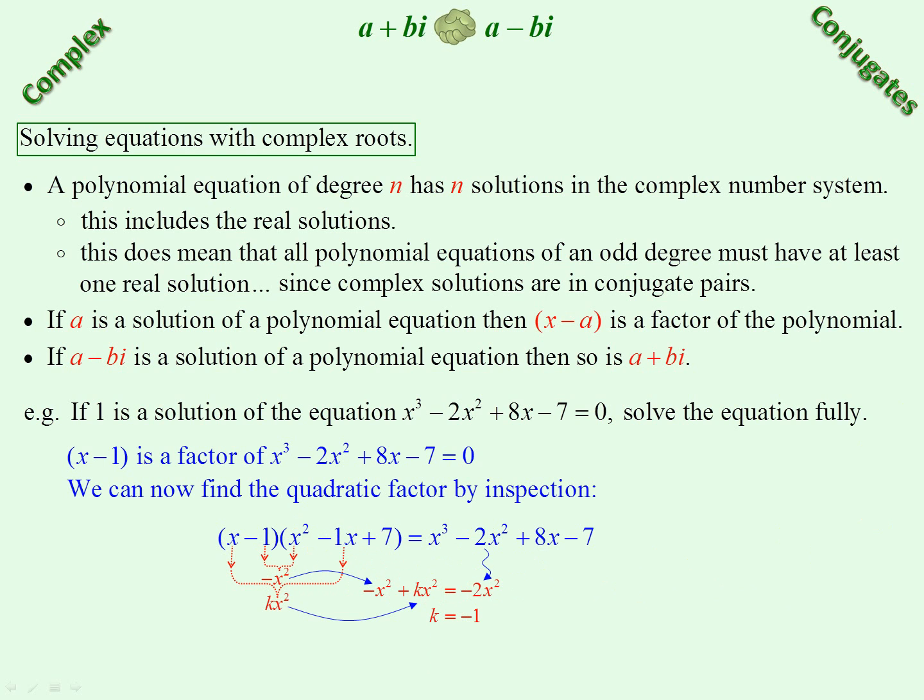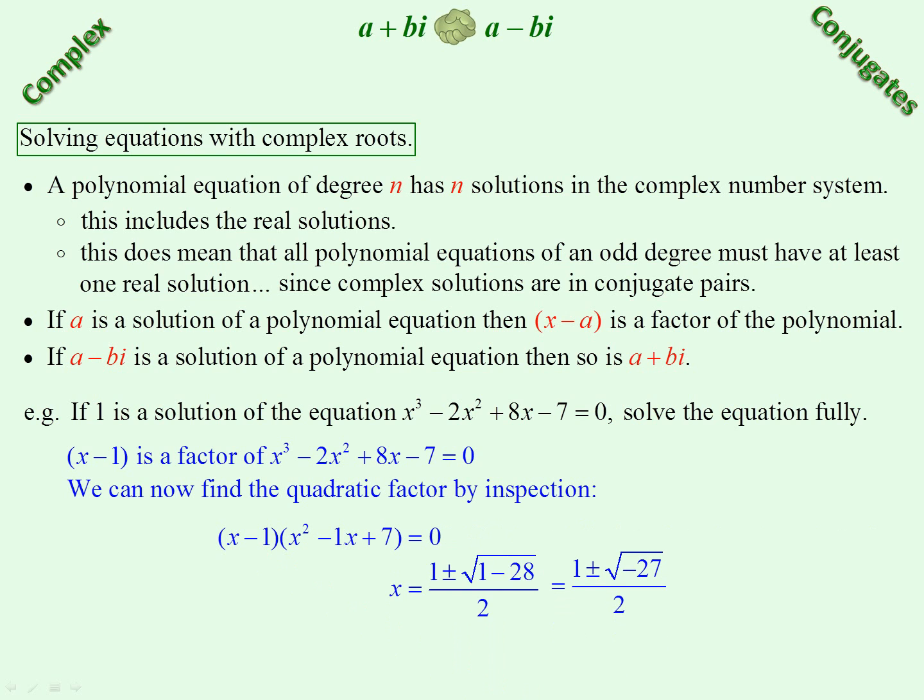Now we have our quadratic. Notice, there we are, that goes instead of the k. So we have x squared minus x plus 7. And that's the same as what we had when we did the long division. So now we can solve, using the quadratic formula, so there are our 3 roots of that equation.